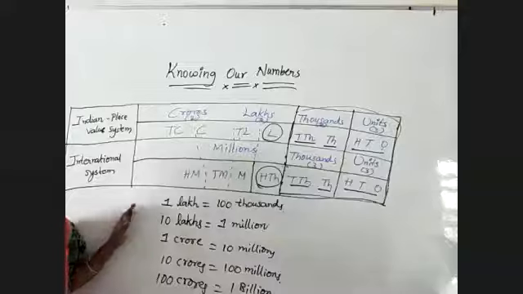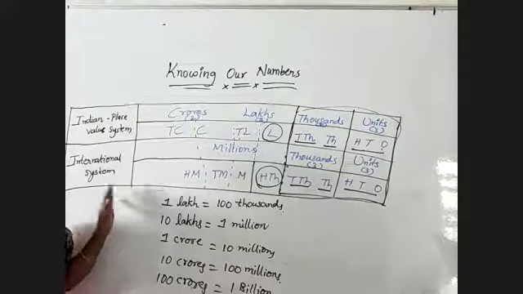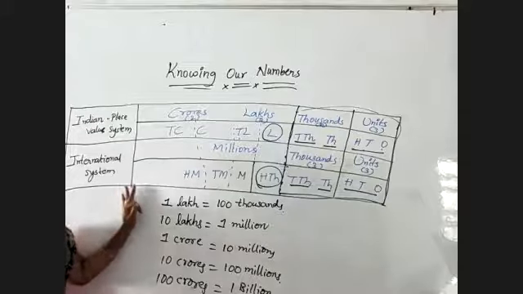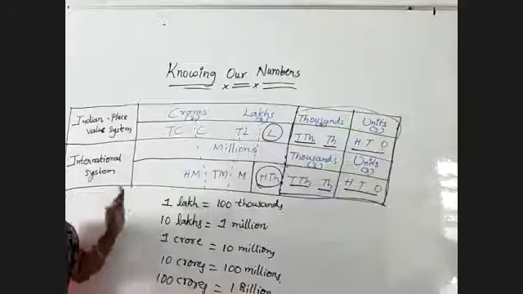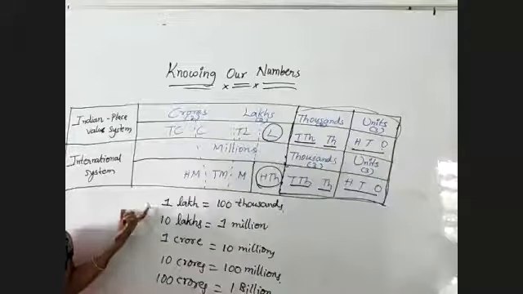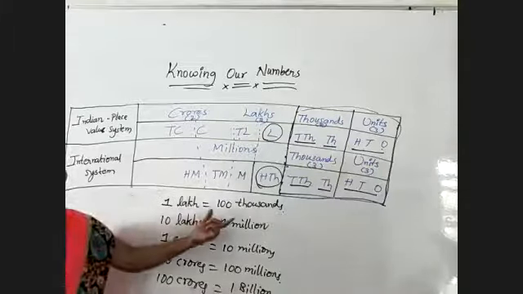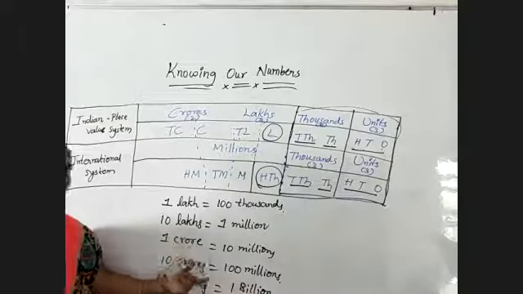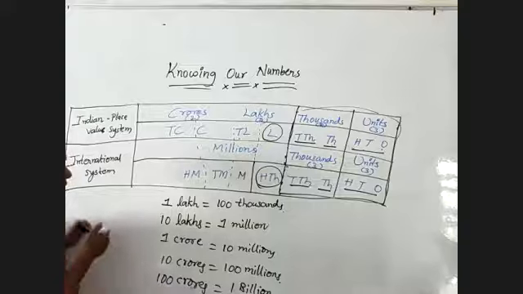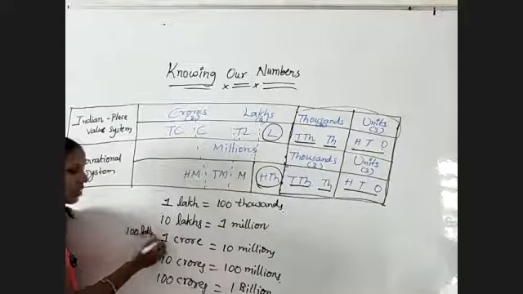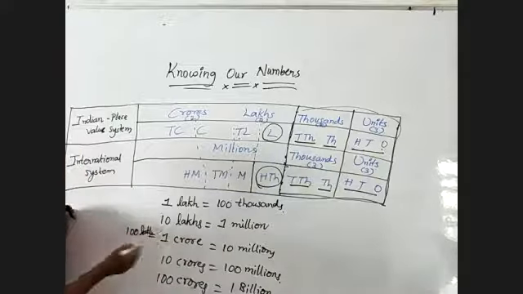These are the main relations we get between the Indian system and the international system. For 1, 10, 100, 1,000, 10,000, there is no difference between the places in the Indian and international systems. Coming to the lakh place, from the 6th digit onwards, we get the difference. So 1 lakh of the Indian system is equal to 100,000 in the international system. 10 lakhs is equal to 1 million. 1 crore is equal to 10 million. 10 crores is equal to 100 million. And 100 crores is equal to 1 billion. And 1 crore we can write as 100 lakhs also: 100 lakhs, that is 1 crore, is equal to 10 million.